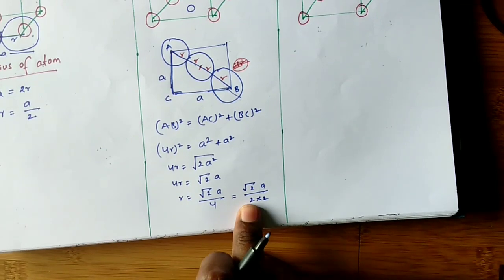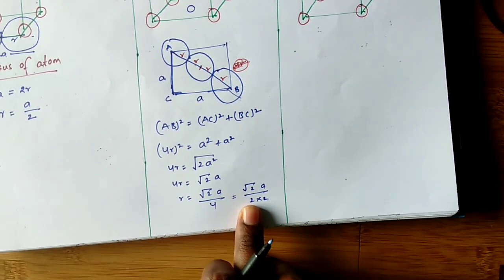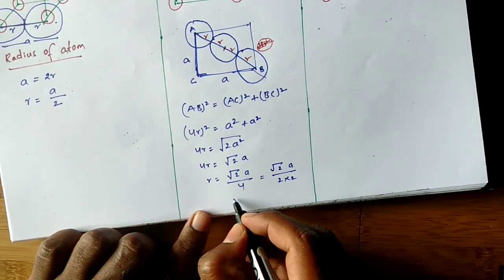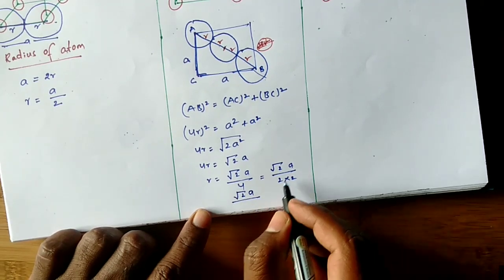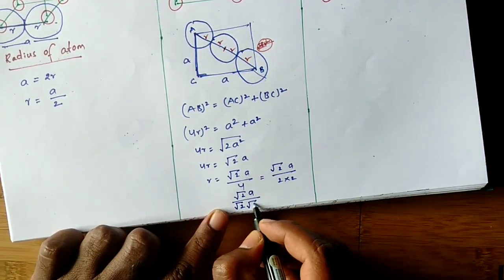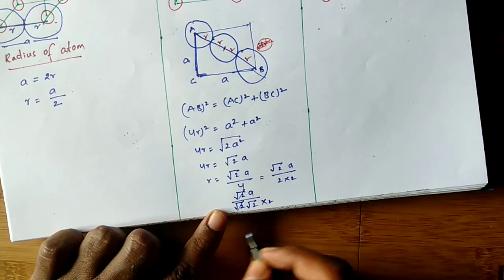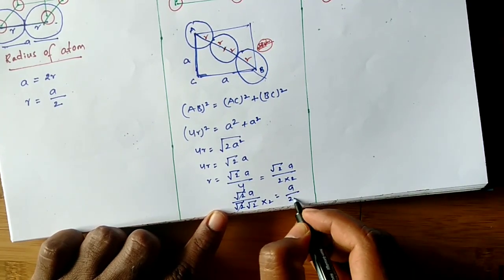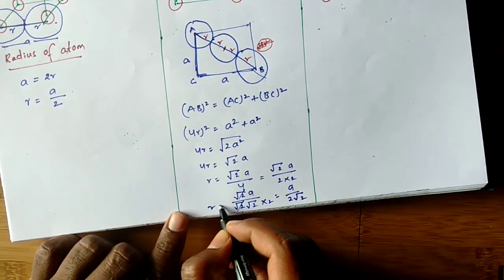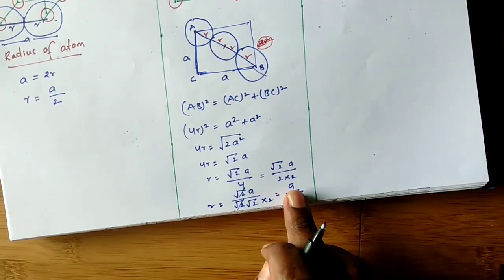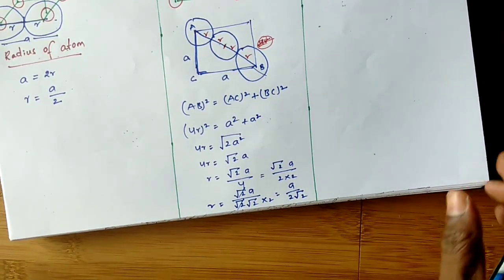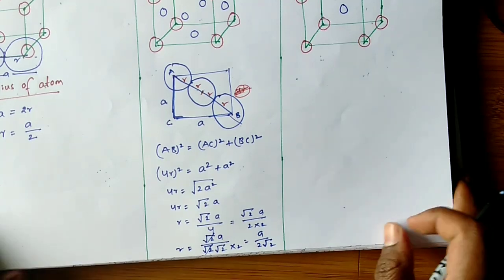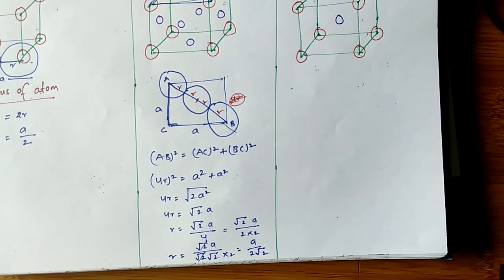Okay, so this 2 can we write as root 2 into root 2? Shall I write like this? Root 2a by, this 2 I am writing as root 2 into root 2 into 2. Root 2 get cancelled. A by 2 root 2. This is the formula and the relation between radius and edge length. You can find like this. Clear? This is for face centered.